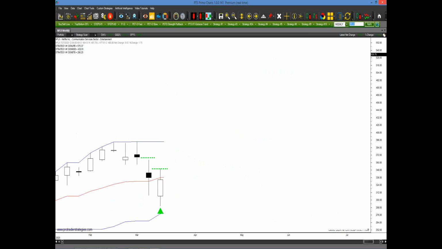Let's look at a weekly bar of Netflix. This was in March. Remember when the market was falling out of bed in March and April because of the virus? Well, look what was happening in Netflix. All three of these weekly Donchian channels were headed higher.